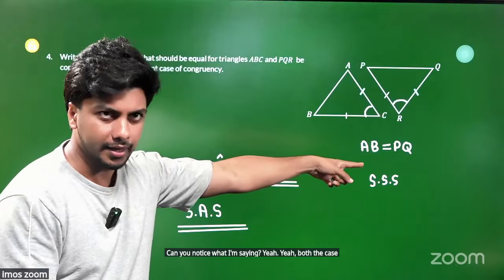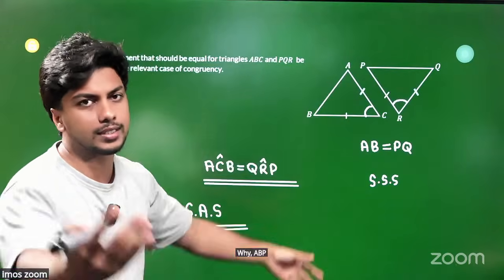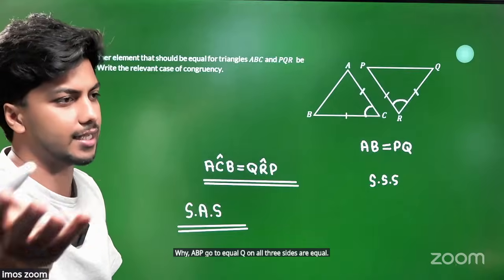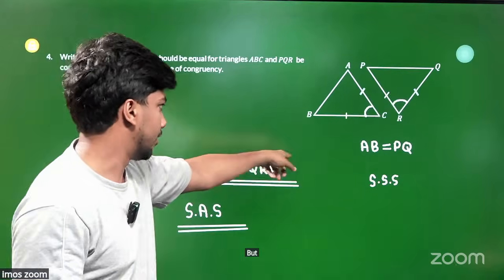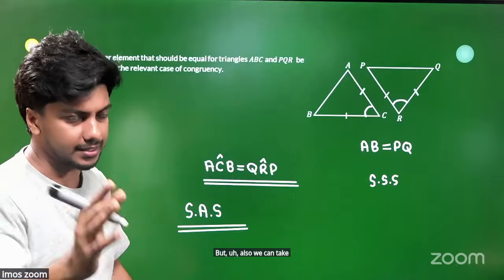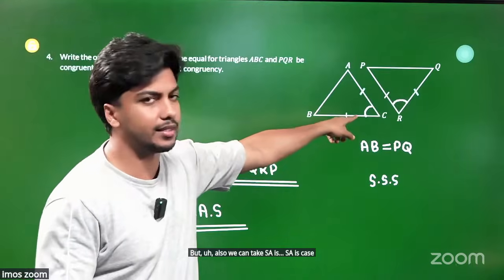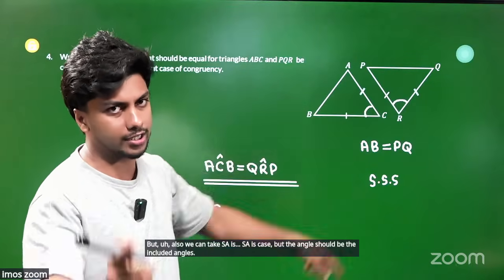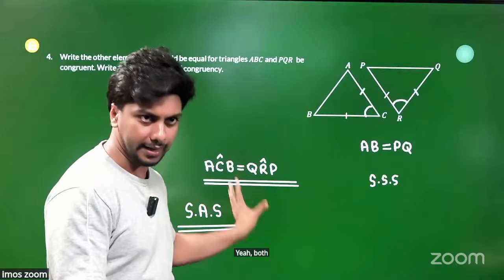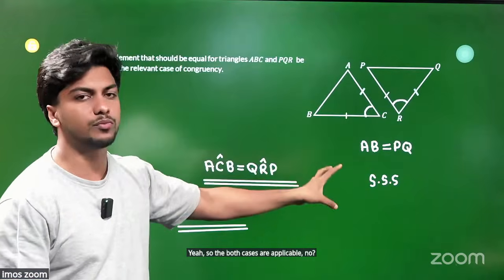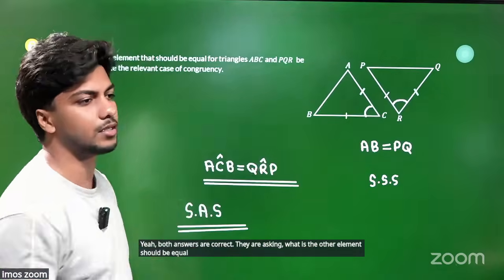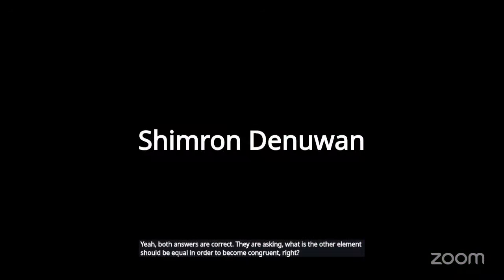This is also right. If you say AB equals PQ, then all three sides are equal. SSS case, side. But also we can take the SAS case, but the angle should be the included angles, equal angles. Can you understand? Yes, sir. So both cases are applicable, no? Yeah, both answers are correct. They are asking what other element should be equal in order to become congruent, right? Okay, sir. Got it, sir. All right.